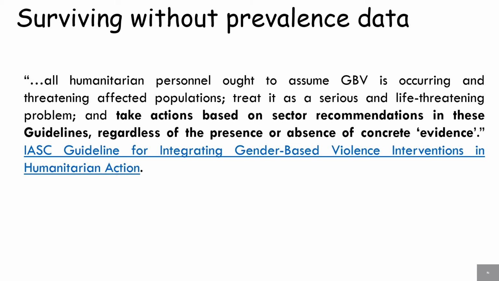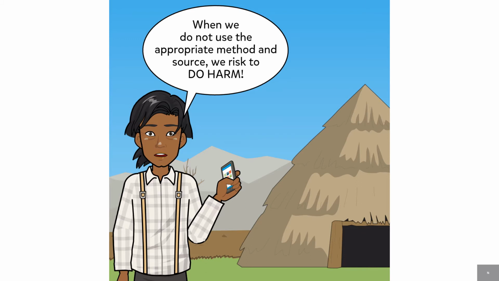If you're being pressured by donors and others to collect this information, remind them that the Interagency Standing Committee directs humanitarian service providers to assume that GBV is happening in every community and that emergencies create harmful living conditions and break down social protective structures that increase risks. Show them your data on GBV risks, the dynamics, resilience mechanisms, and the gaps in response. Remember that when we do not use the appropriate method and source, we risk to do harm.